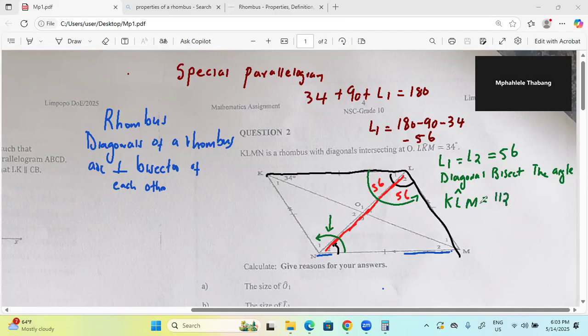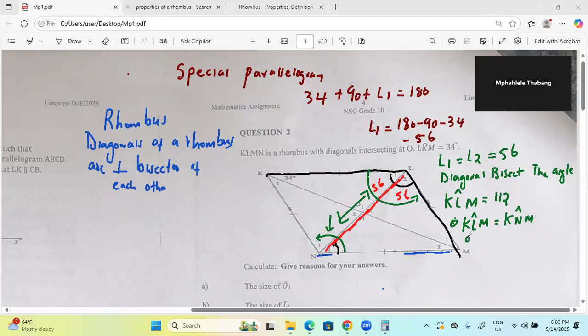And then because this KLM is 112, let me say this: KLM is equal to K and M. I have to give a reason why I'm saying this: angle L1 plus L2, these two angles are equal. This side and this side. Why am I saying these angles are equal? Because these are the opposite angles of a rhombus. So opposite angles of a rhombus are equal.